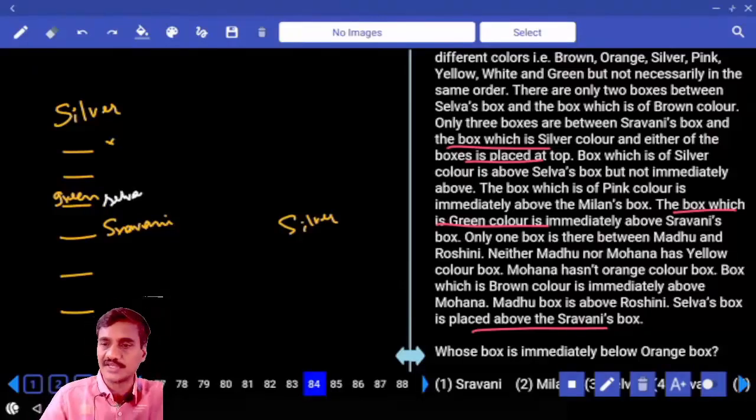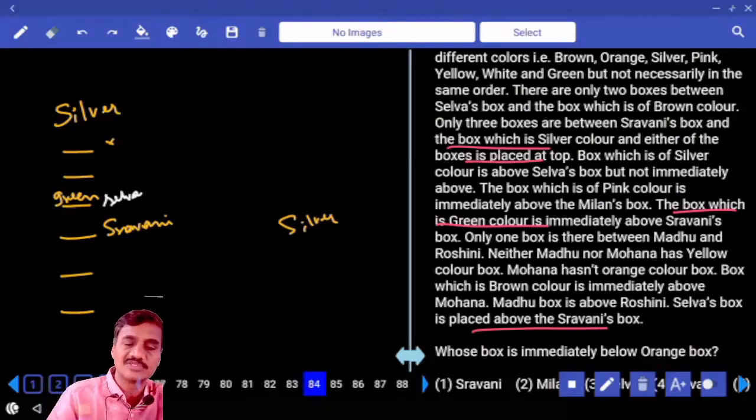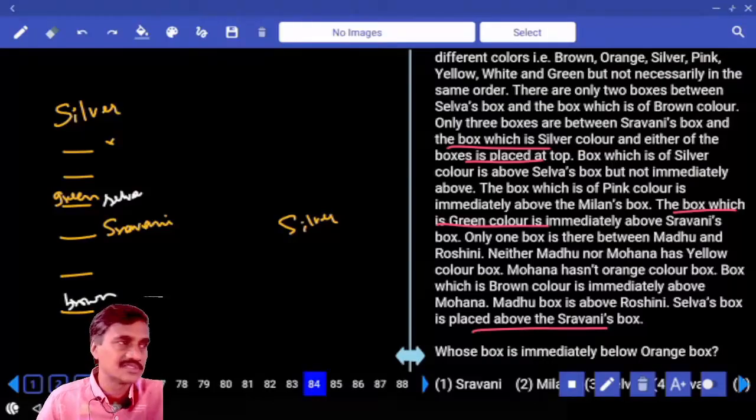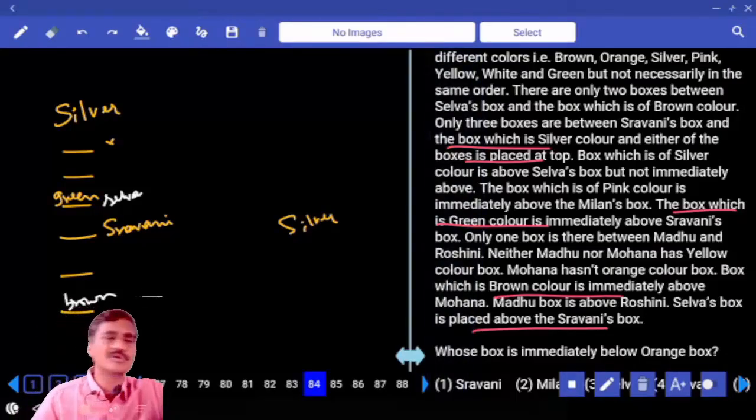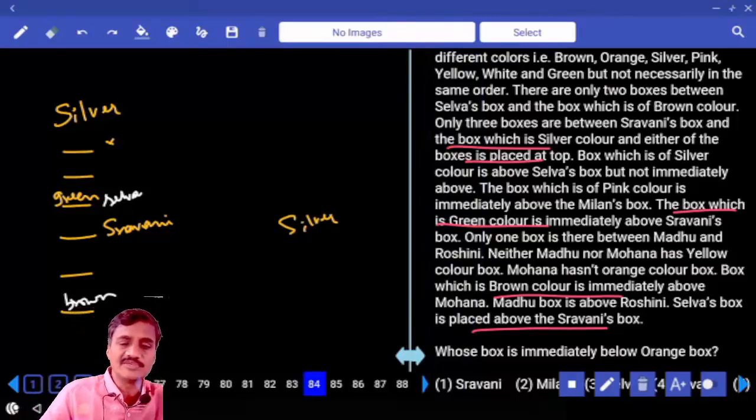If Selva is here, there are 2 boxes between Selva and a brown box. Selva ki brown box మధ్యలో ఎన్ని boxes ఉన్నాయి? 2 boxes. Now a brown box must be here. ఉండొచ్చా లేదా? If Selva's box is green color and brown box must be at the bottom. And again we have one more information. And box which is brown is immediately above Mohana. Is it possible? Not possible. Which implies that Selva cannot be here.